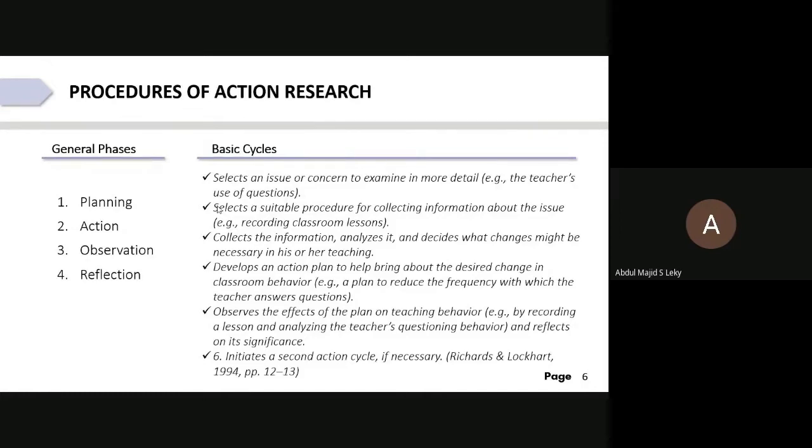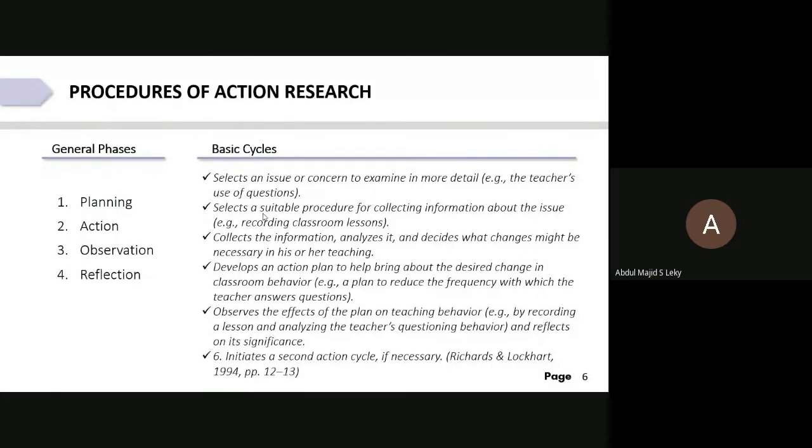And the second is, as a teacher, we need to select a suitable procedure for collecting information. After we explore the issue in our classroom, we need to select a suitable procedure for collecting information about the issue. For example, recording a classroom lesson. When it comes to the classroom process, sometimes we do not realize that some critical problem or important issue is appearing. So by recording the classroom lesson, we can be more detailed in collecting information about the issue related to the classroom process.